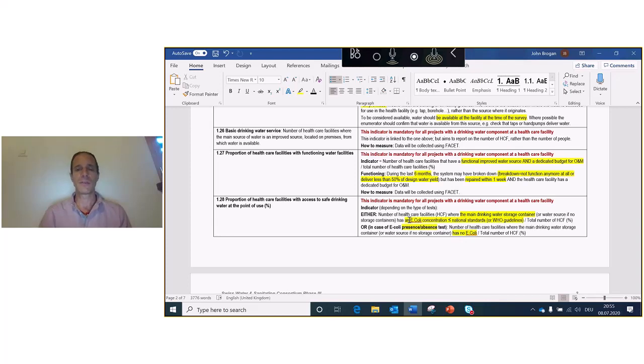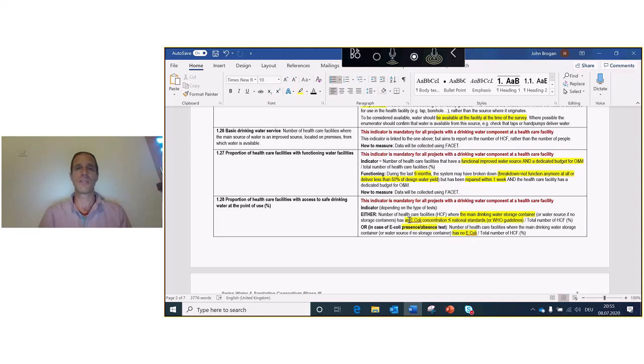So about the functionality, here we're looking at a functional improved source, and there's a dedicated budget for operation and maintenance. And to measure this, we'll be looking at the last 6 months. So in the last 6 months, the system may have had a breakdown. It may have stopped working, or the amount of water it's producing may be less than half of what it was designed for. If either of those occurrences come to be, then the measure should be were they repaired, and were they repaired within a week.